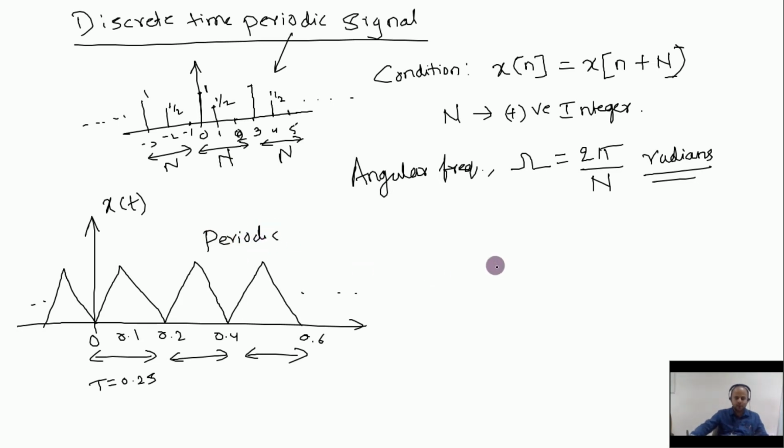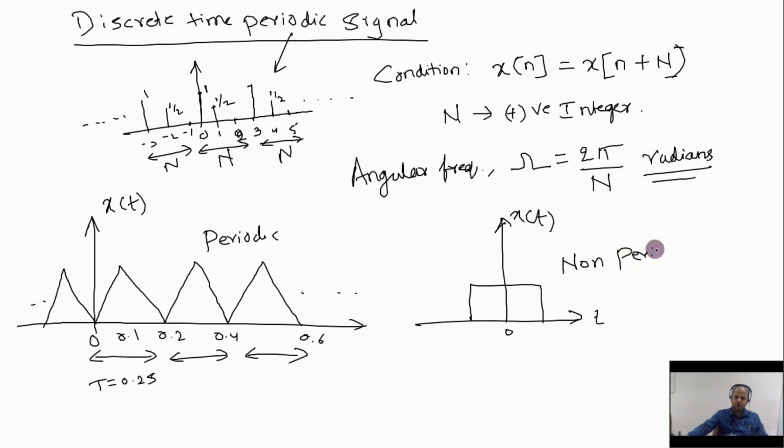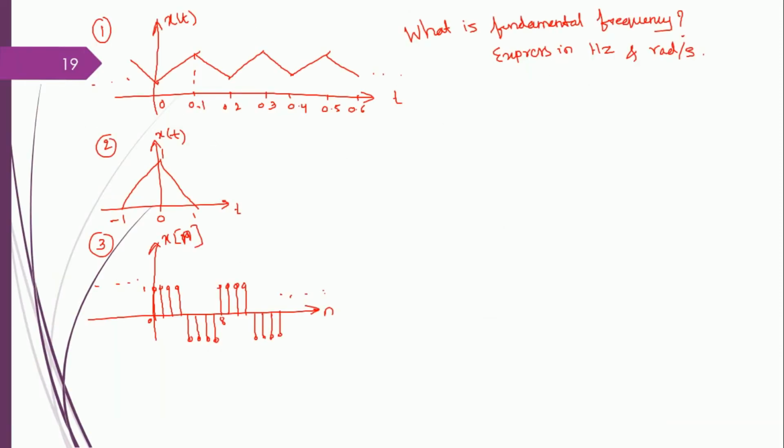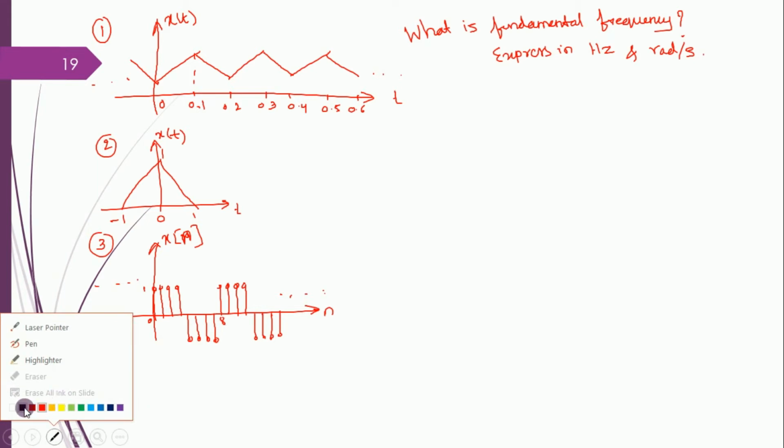I'll take one more example. It is x of t, this is t, and I'm not mentioning any dots here. So it is only a rectangular pulse. Hence it is not repeating. It is a non-periodic or aperiodic signal.